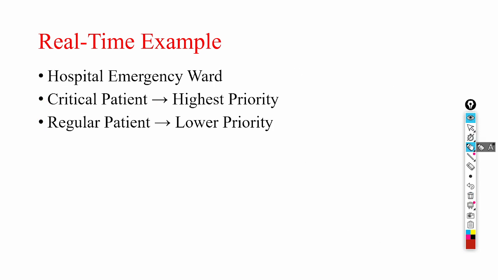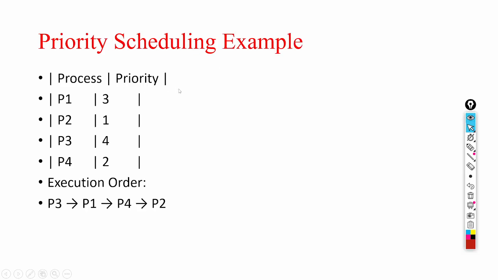I will give one example of how priority scheduling works in a system. These are the processes P1, P2, P3 and P4, and these are their priorities. Which process has the highest priority value here? P3 has the highest priority value, which is equal to 4.